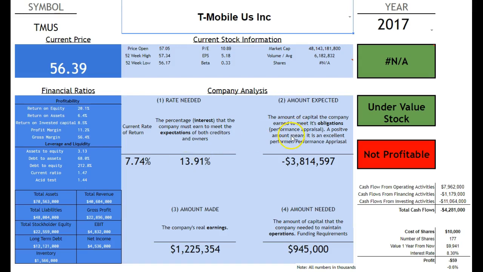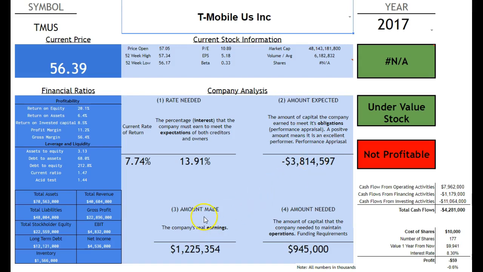The second part I'm looking for is the expected amount, and this is the amount of capital the company needs in order to meet the obligations. Basically, this is their performance appraisal. Any positive means that it was an excellent performer.